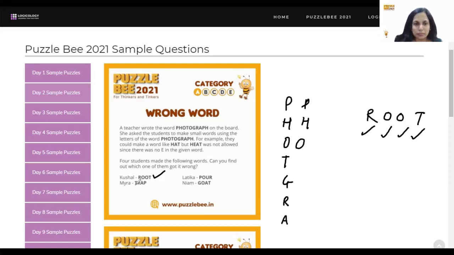Now let's try Myra, trap. So this girl called Myra made the word trap. I think this is also possible because we have a T, we have R, we have A, and then we have a P as well. So all clear there. Now let's find out what did Latika make. She made the word pour.